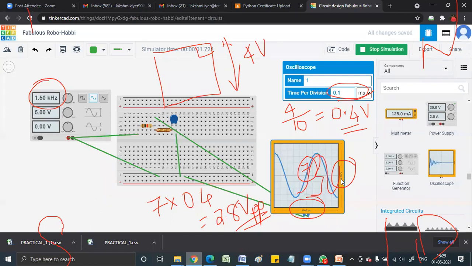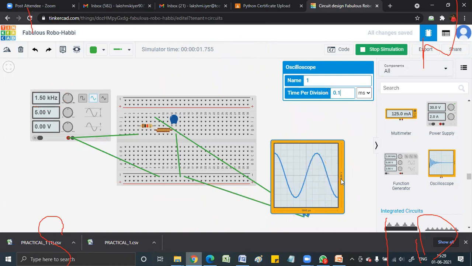हाइट समझ में आया ना? ये पूरा 4 वोल्ट दिया है, तो एक ब्लॉक 0.4 हो गया, ठीक है? And हमारे पास 7 डिवीजन है वर्टिकल, so 7 into 0.4 is 2.8. So just to clear your doubt, let us go for time.